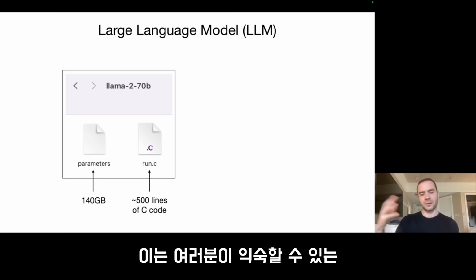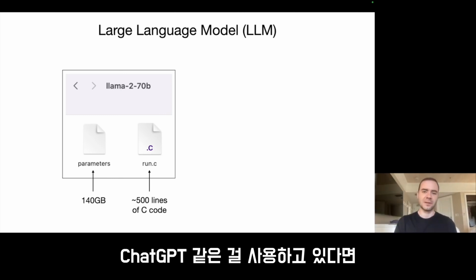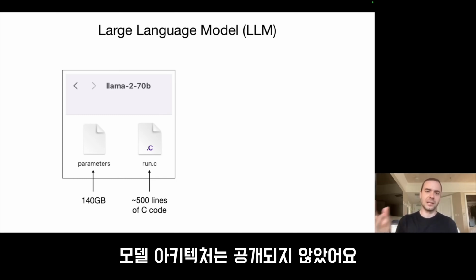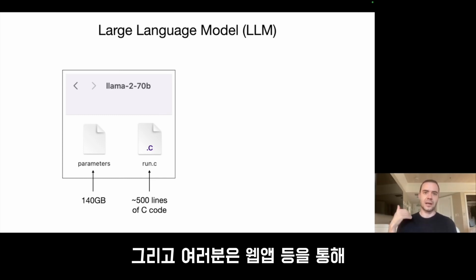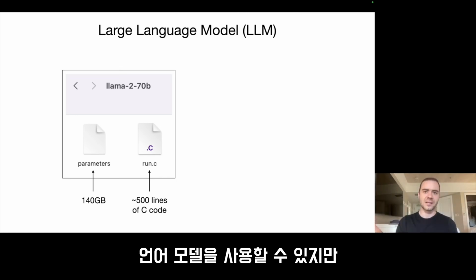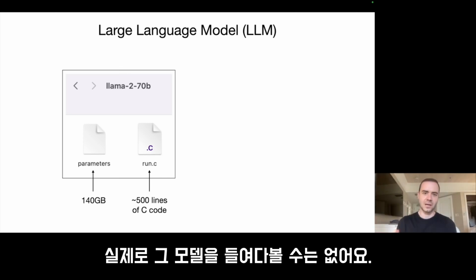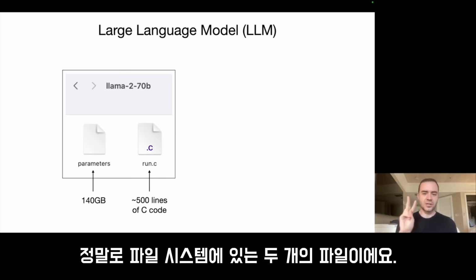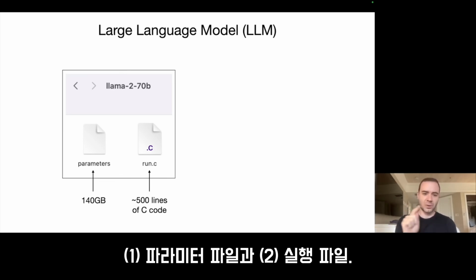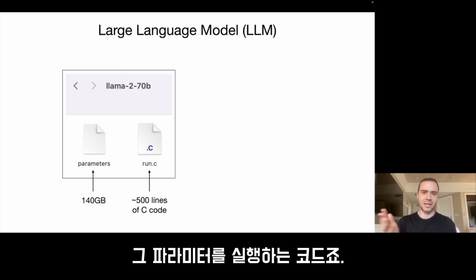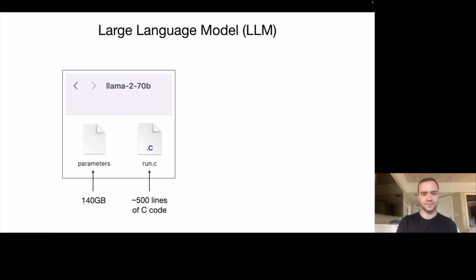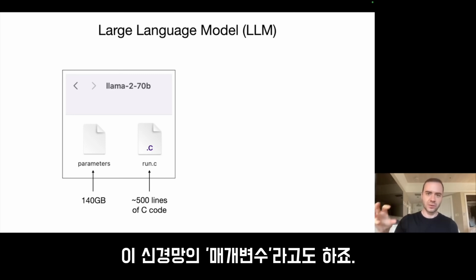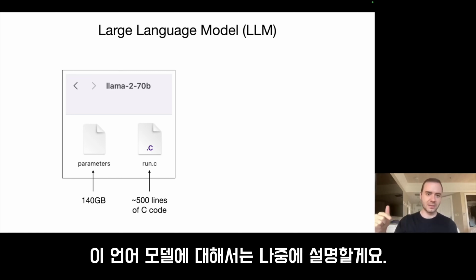This is unlike many other language models that you might be familiar with. For example, if you're using ChatGPT or something like that, the model architecture was never released. It is owned by OpenAI, and you're allowed to use the language model through a web interface, but you don't actually have access to that model. So in this case, the Llama 2 70B model is really just two files on your file system: the parameters file and the run file, some kind of code that runs those parameters. The parameters are basically the weights of this neural network that is the language model. We'll go into that in a bit.